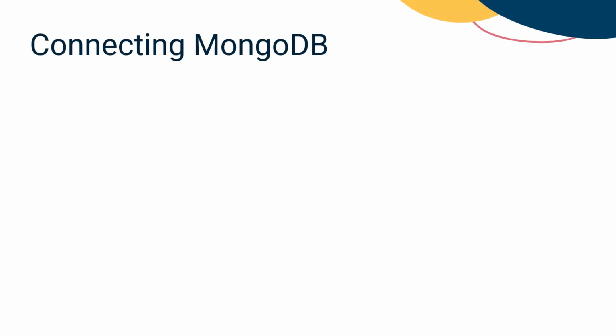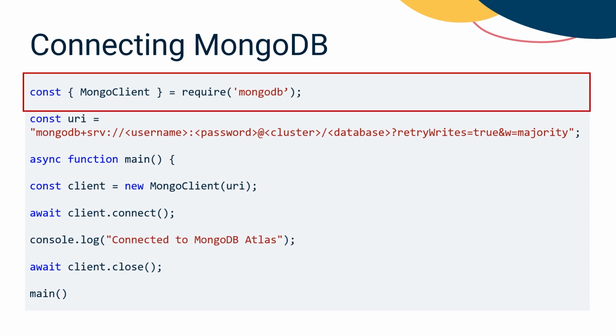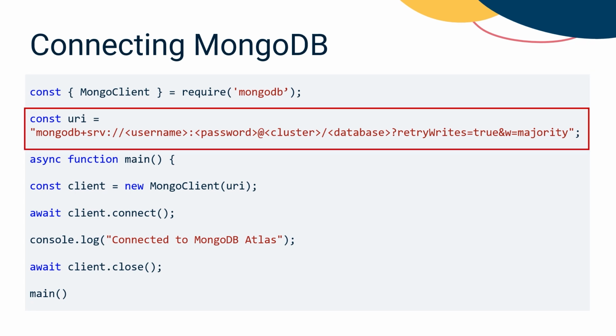Now, let's examine the code that connects MongoDB with the database. This prefix indicates that we are using a connection string for MongoDB Atlas and that DNS seedless discovery should be used to determine the server addresses. This line defines the connection string and includes the placeholders for username, password, cluster, and database.